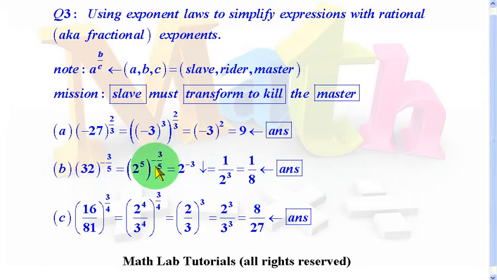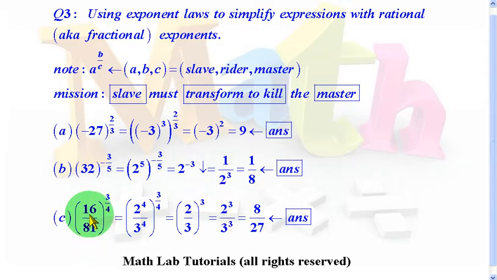The 5's cancel. The master dies. And the rider remains. The rider was negative 3, if you'll recall. So at the end, we've got 2 to the power negative 3. Negative 3 is, of course, a negative integer, so we're going to downshift, and we get 1 over 2 to the power 3, which evaluates to 1 over 8. Okay, so you need a little bit of practice with this master-slave stuff. Let's go on to part C.